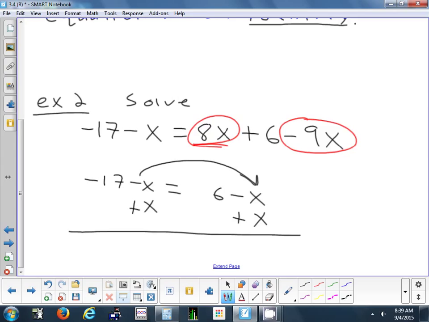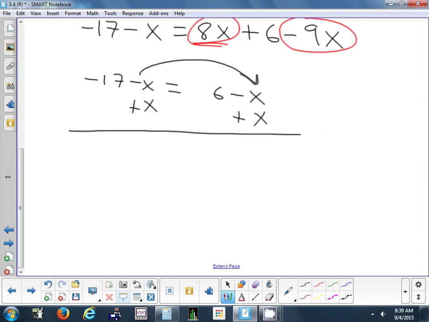Let's see what happens. Okay, Ryan, what's negative x plus x? X? 0. Yeah, 0. Okay, you've got negative x plus x is 0. So on the left-hand side, all you've got is negative 17. Okay, let's combine our like terms now on the right-hand side. How about Ryan? What's negative x plus x? 0.